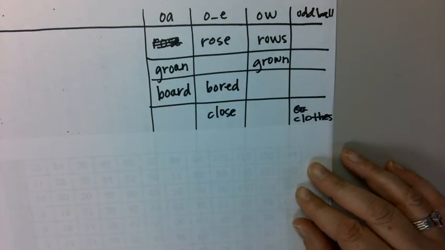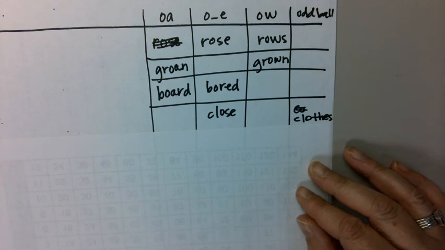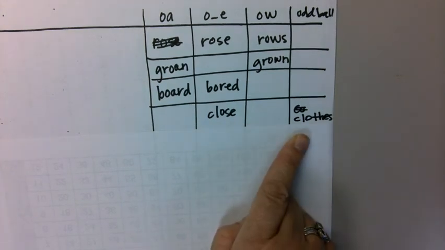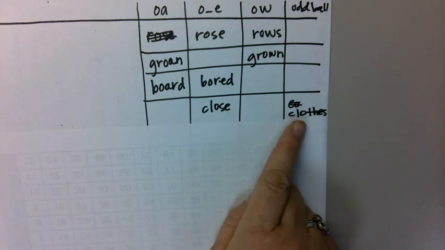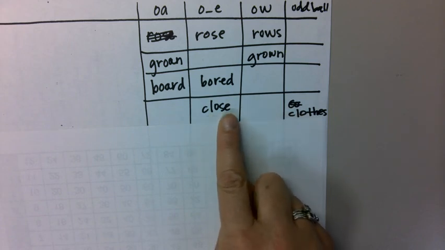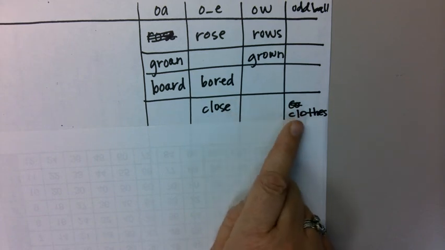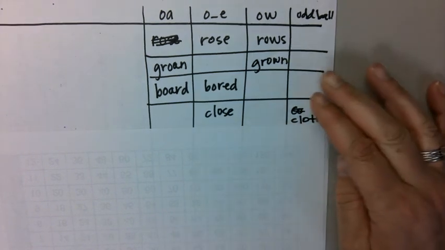We have another oddball here. Close and clothes. That TH right there makes a similar sound, so that it just runs into one consonant sound. Clothes, as in what you wear, clothes. Close, as in what you're doing. You're closing the door. You're putting on your clothes.